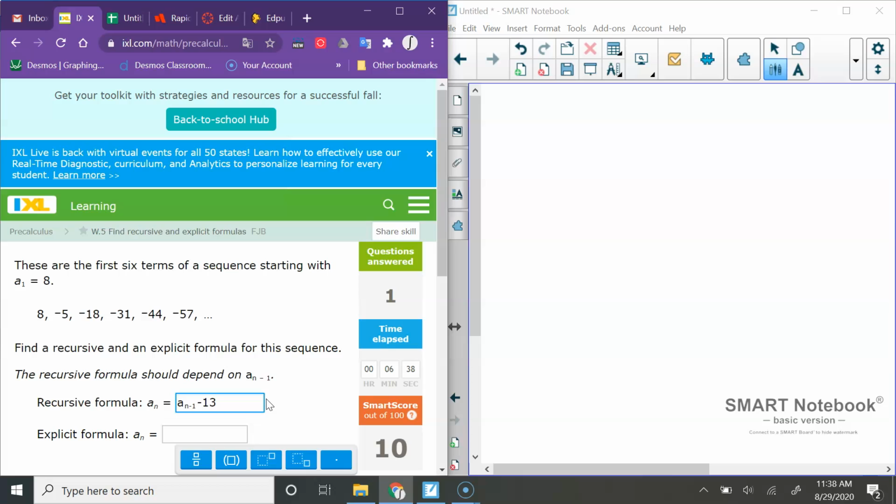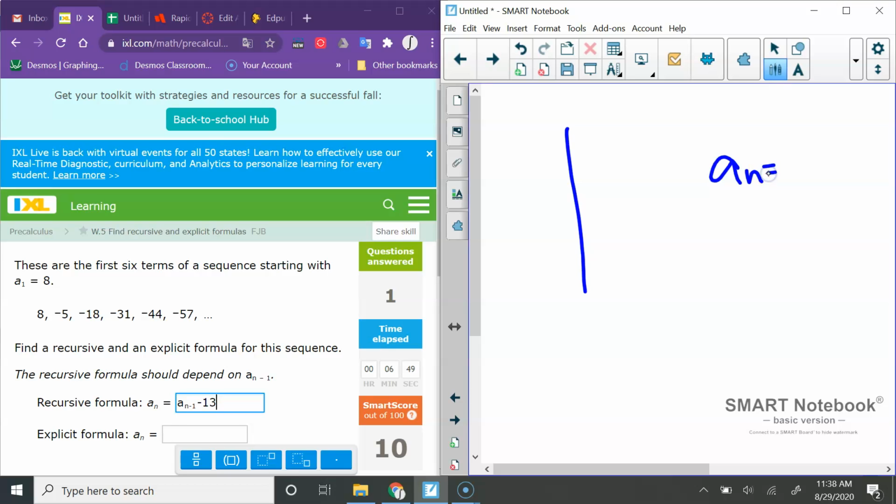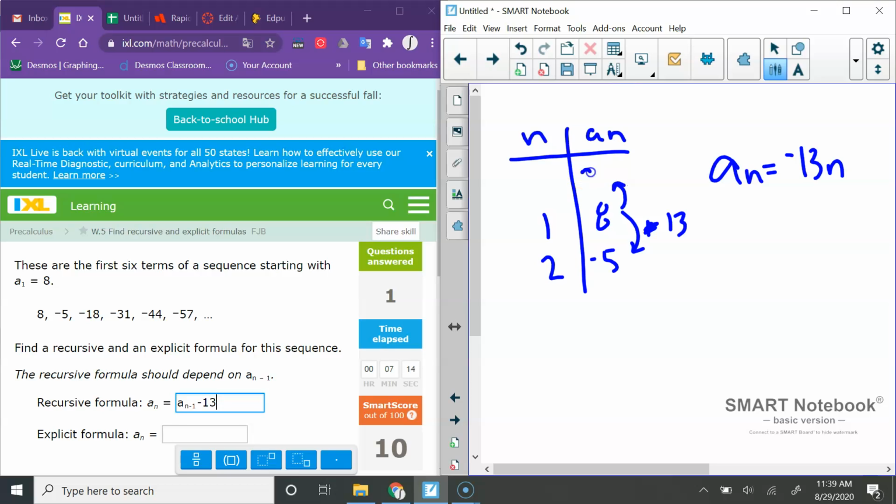That's my recursive formula. Now, this is an arithmetic sequence, which means it's going to be linear. So whenever we do this, we're going to have a sub n equal -13n, but we need our y-intercept here. And our terms, our n and our a sub n, we know the first term is 8, the second term is -5, and each time we're subtracting 13 here. And so to go backwards, we need to add 13. So if we add 13 to 8, we're going to get 21. So our 0 term is 21.